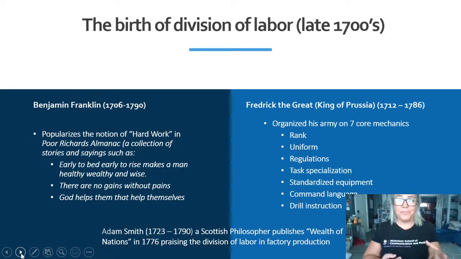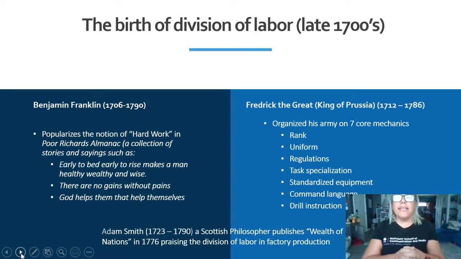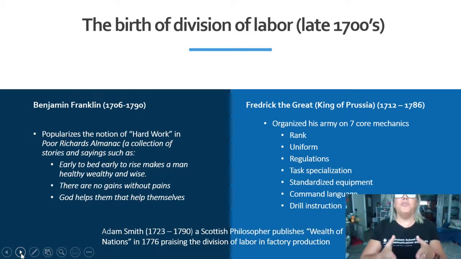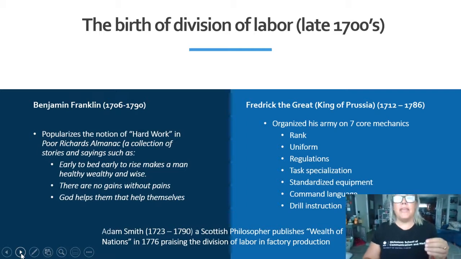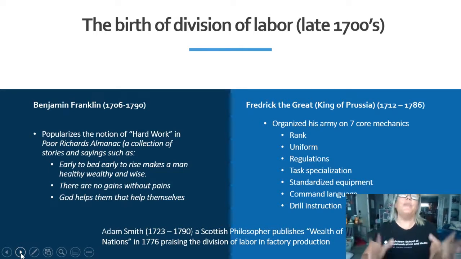Franklin during this time. At the same time, Frederick the Great, the King of Prussia, organized his army around 7 core mechanics. The first was rank, that people knew exactly what they were and what their position was inside the army based on a specific rank. Uniform, meaning both that people dressed a certain way based on rank, and everybody inside that rank did the same thing, which led to both regulations and task specialization. And this all became a part of creating standardized equipment, command language, and drill instruction.